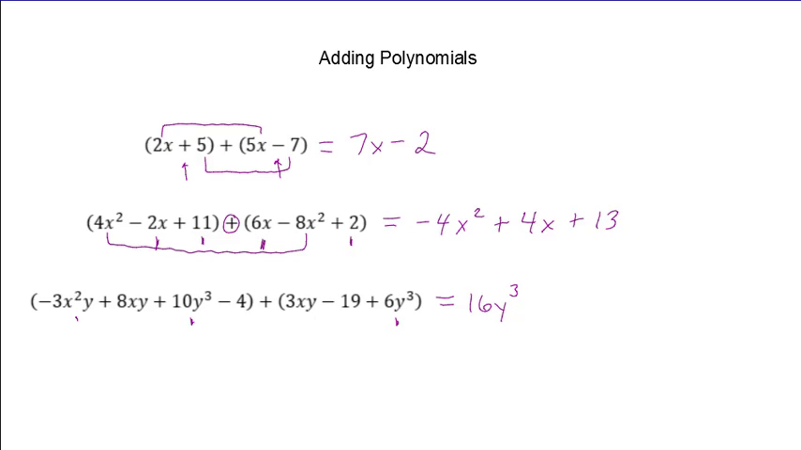I have a negative 3x squared y, and there is no x squared y term over in the second polynomial. So I'm just going to carry this over, negative 3x squared y. Since there's no like term, it is still part of the answer. You do need to include it, and you just carry it over. Now I have an 8xy and a 3xy, so 8 plus 3 is 11 of them. And then I have a negative 4 plus a negative 19. That is negative 23. I'm going to advance the slide, and there's 3 examples.